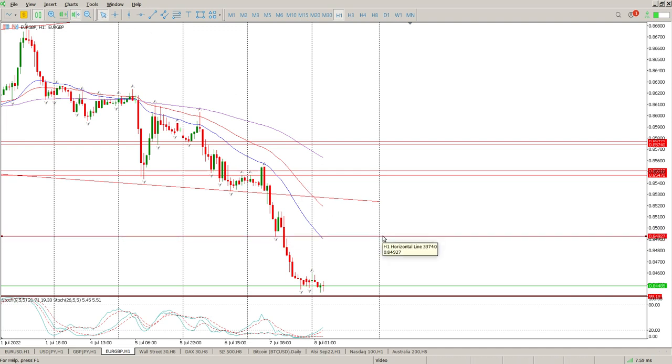So getting back to the hour, where is the closest level? Closest level is going to be right there. So any pullback to 0.84927, any pullback into that area is to be sold again. So that's kind of what we're looking at.